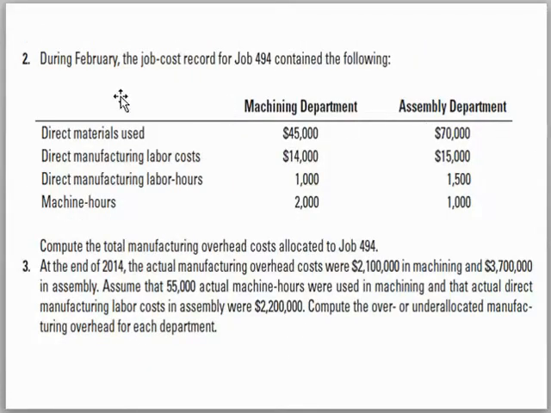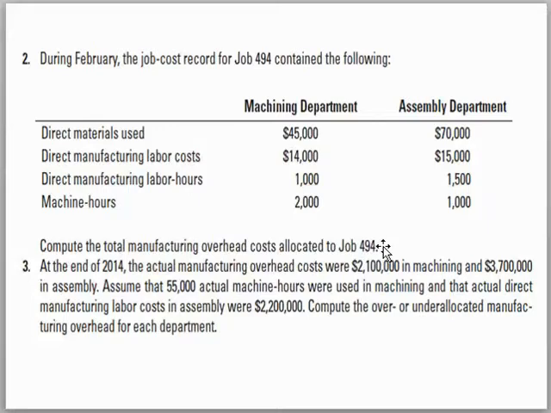The second requirement: during February, the job cost record for job 494 contained the following. Direct material used 45,000 in the machining department and 70,000 in the assembly department. Direct manufacturing labor cost 14,000 in the machining department and 15,000 in the assembly department. Direct manufacturing labor hours 1,000 for the machining department and 1,500 in the assembly department, and machining hours 2,000 and 1,000. He wants to compute the total manufacturing overhead costs allocated to job 494.